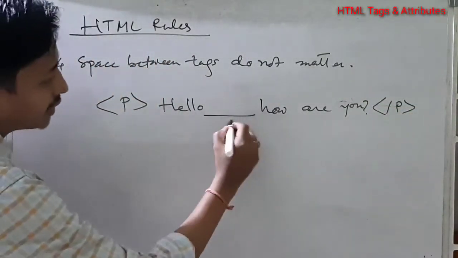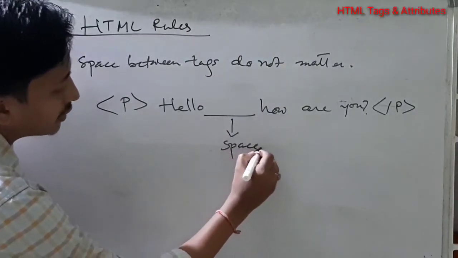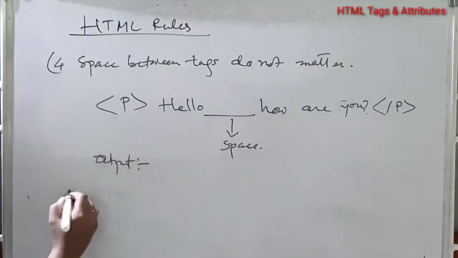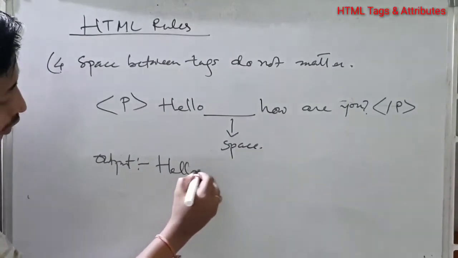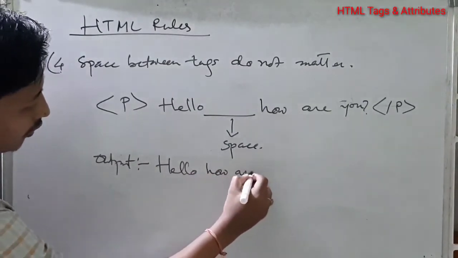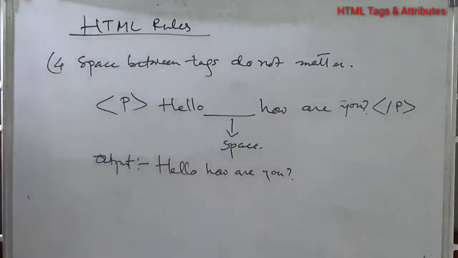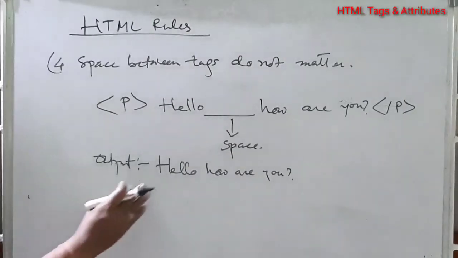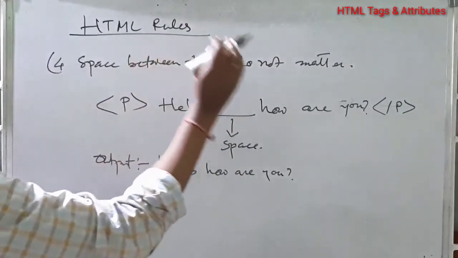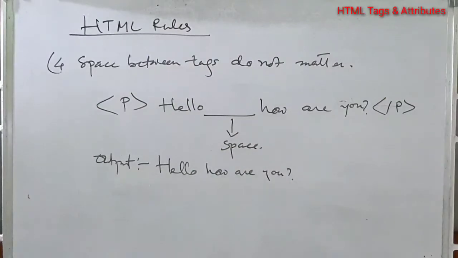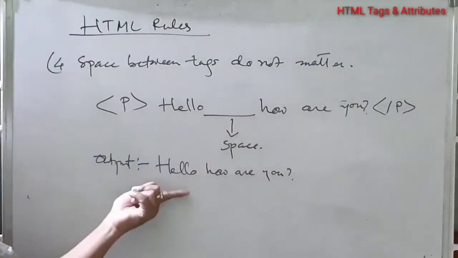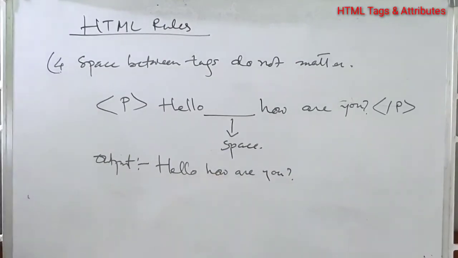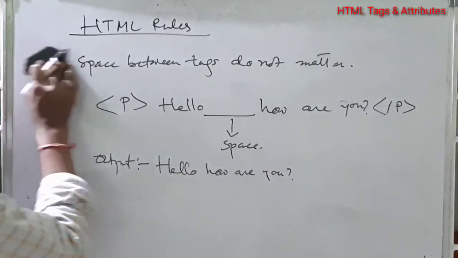So this is the space here. There is a long space here. But in the output you will get this in this way: Hello, how are you? So this space will not be displayed in the output. That is why space between the tags does not matter. So you can give a lot of space, but the output will be a single space. This is the fourth rule of HTML.